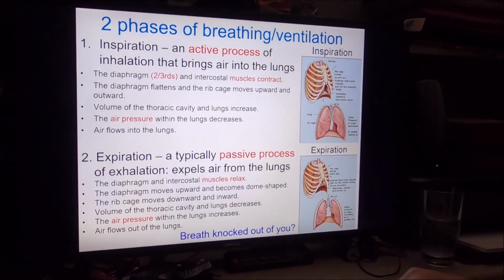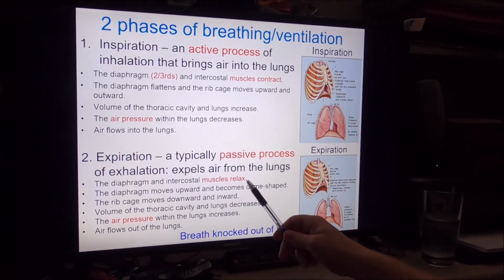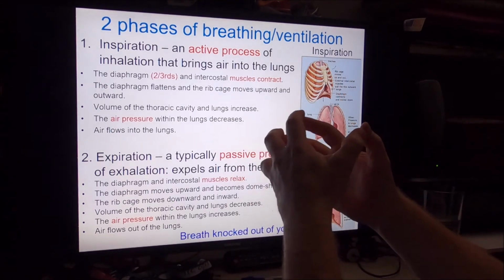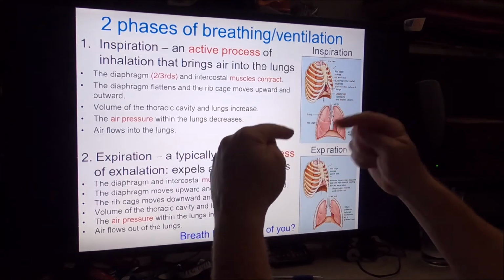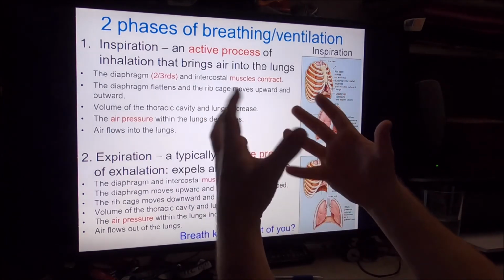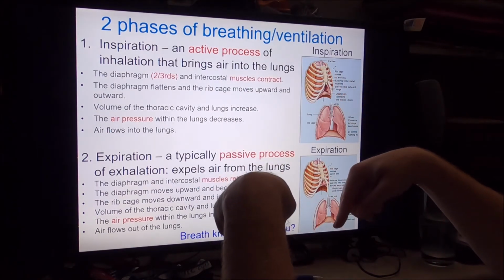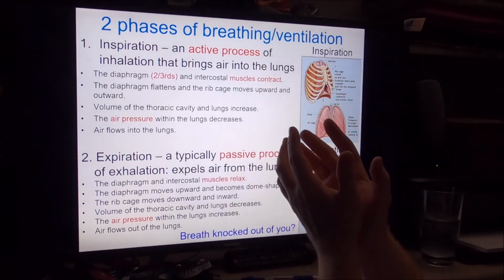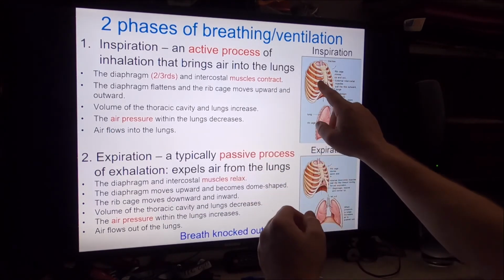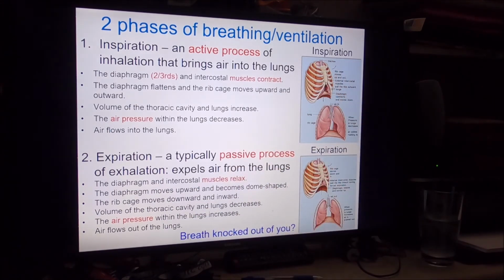So that's inspiration. And then we have expiration, a passive process that takes about 3 seconds. You just relax your muscles and it lets the air out. When you flex your muscles, there becomes a low pressure situation inside of the lungs, and that low pressure pulls air in. Then when you relax and everything goes back to its resting state, it increases the pressure inside of this cavity and pushes the air back out.